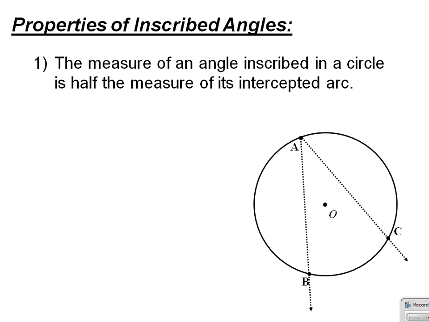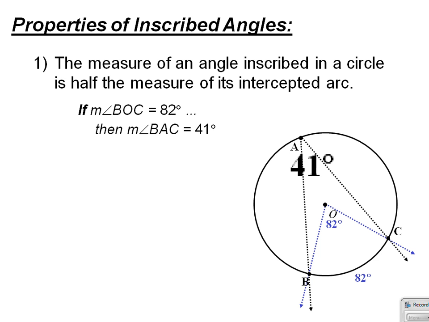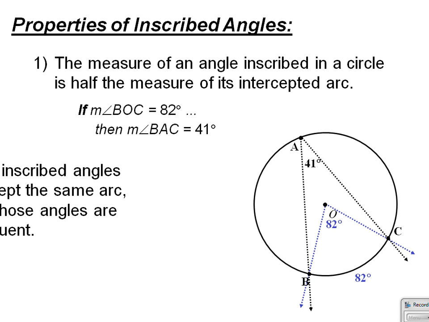First, the measure of an angle inscribed in a circle is exactly half the measure of its intercepted arc. For example, in this diagram here, if the intercepted arc, arc BC, has a measurement of, say, 82 degrees, then we can conclude that the measurement of angle BAC is half that, or 41 degrees.